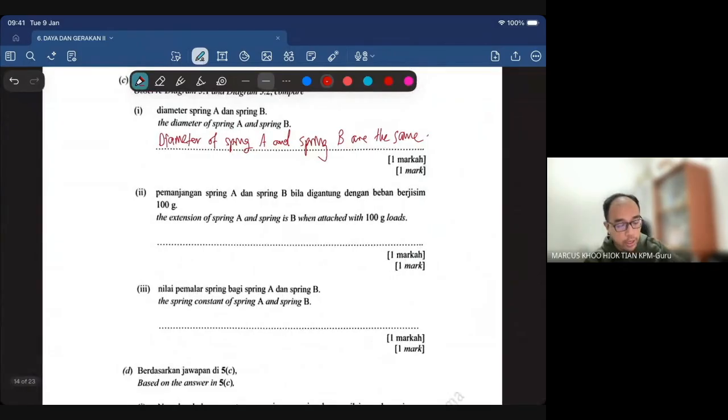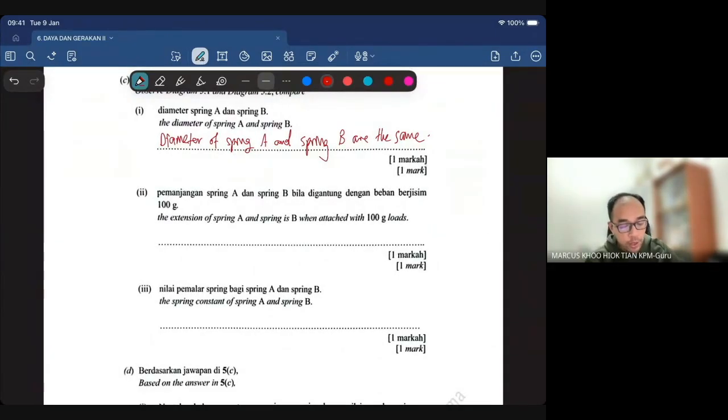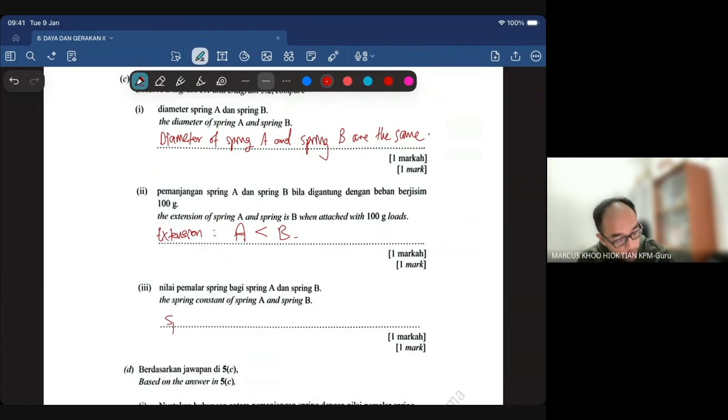That's pretty strange. Next, the extension of spring A and spring B when attached with 100-gram loads. This one I think is easy to see. In terms of the extension, B has a bigger extension. Oh, sorry, let's start with A. So A is lesser than B. And in terms of the spring constant, since spring B extends more, we have to conclude that A has a bigger spring constant than B, because the extension is less.